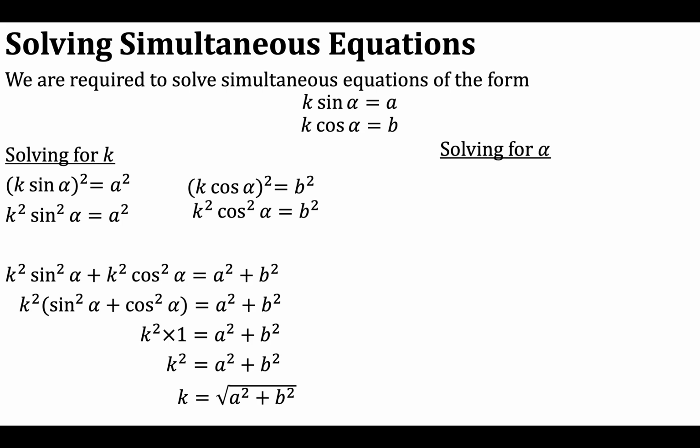Now we can now solve for alpha. So we will need to employ our cast diagram at this stage, but I'm not going to do this just now because I'm just looking at solving these simultaneous equations generally. So we will have different values for a and b normally when we're solving these equations, and that will affect the cast diagram.